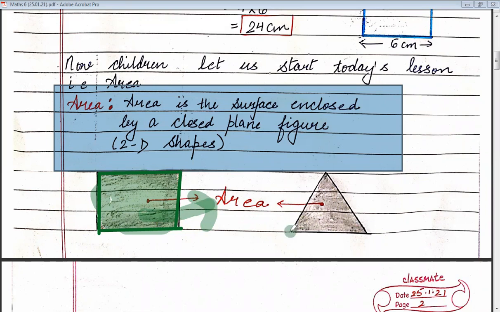Similarly, you can see that this is a triangle and this is its perimeter. The surface enclosed within this length is your area. So area is just this inner surface enclosed by a closed figure. Okay, I hope you are clear with the area. Let me repeat, area is the surface enclosed by a closed plane figure.